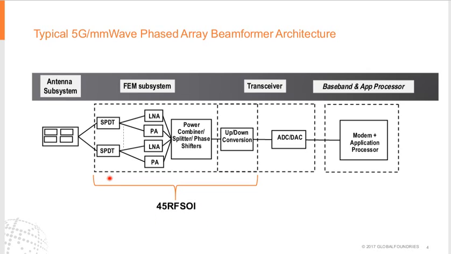45 RFSOI focuses on the application for the switch, LNA, PA, power combine and split, up and down converter. For the Ka band, because of the size, the antenna may not be able to be integrated on chip, but for 60 GHz and above, 45 SOI can also integrate the antenna on chip. And because of the high resistive substrate in 45 SOI, based on our university collaboration, the EIRP can get about 4 dB improvement from the antenna.